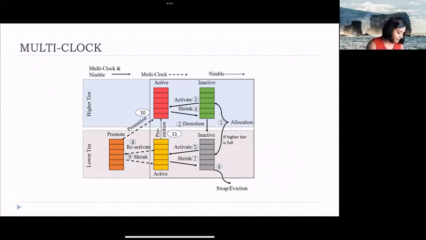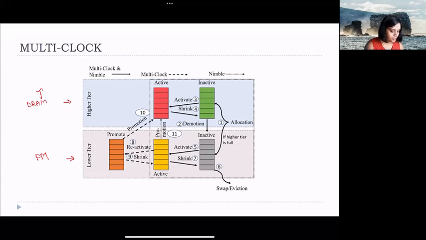So imagine that we have different tiers of memory, a lower tier and a higher tier. The higher tier is faster, such as DRAM. The lower tier could be a slower memory tier, such as persistent memory. Now, in a traditional Linux system, we have an active list and inactive list in DRAM, and we can have an active list and inactive list similarly in persistent memory as well.